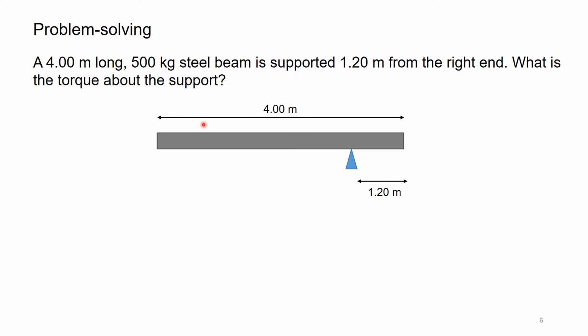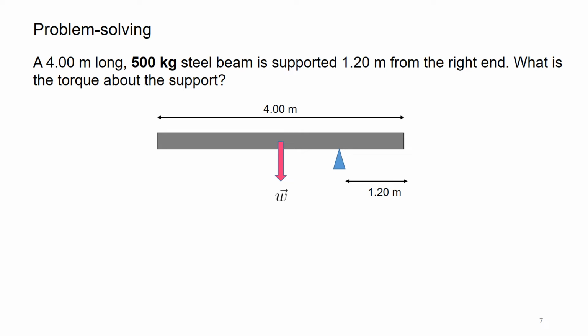So this is the picture of the setup. We have the beam and we have the support located 1.2 meters from the right side. Okay. So here we haven't shown any forces yet. So this is the weight of the beam. So we have drawn the weight of the beam right from the middle of the beam. Okay. So we have drawn the weight from the center of mass.